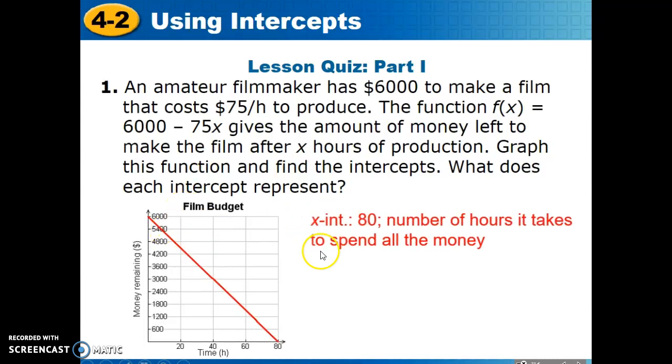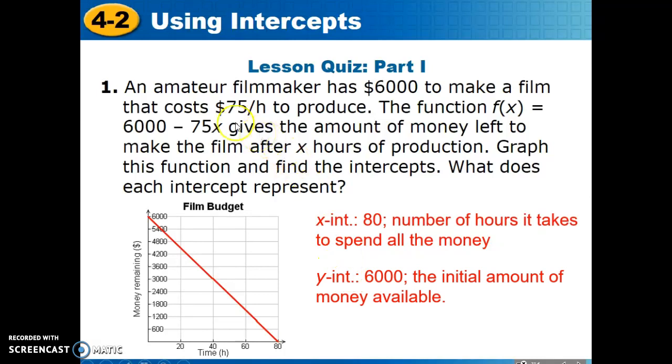It says, let's find the y and x intercept. We know that if we allow x to equal 0, y is 6,000. We've subtracted nothing. But when y is 0, 75 times what is 6,000? We determine that to be 80. Number of hours it takes to spend all of the money.